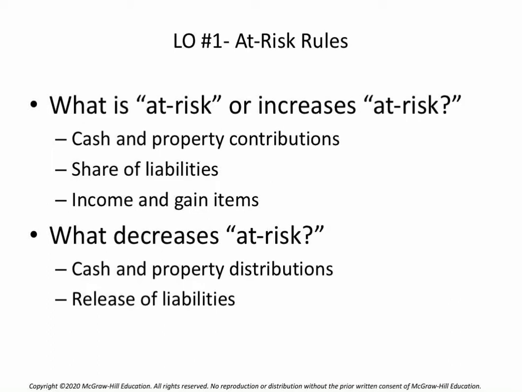Conversely, our at-risk amount can decrease. So if we have cash or property distributions from the business venture to ourselves, getting cash back is going to decrease the amount that we have at risk. We're going to get some of our money returned to us, and it's no longer going to be at risk in the event that the business were not to succeed. And similarly, the same way that taking on a share of liability gives us more exposure and puts us more at risk, our release of liabilities will decrease our at-risk amount.